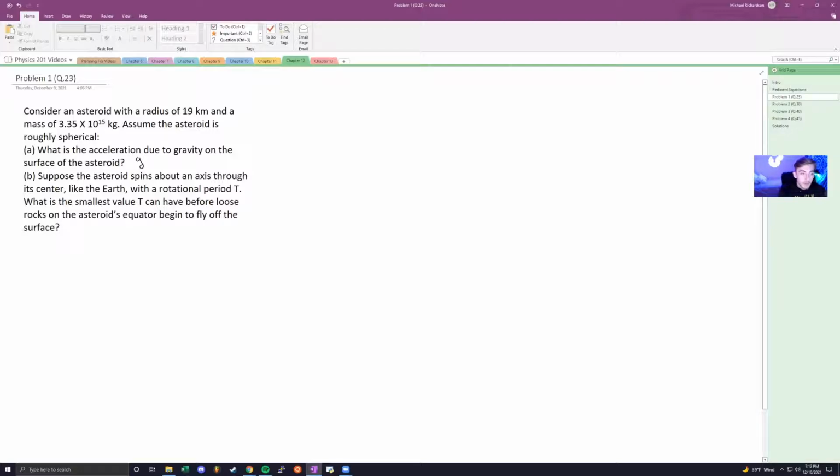And for part B, we want to suppose that the asteroid spins about an axis through its center, essentially a sphere rotating like Earth, with a rotational period of T. What is the smallest value the period can be before the asteroid starts to lose rocks on its equator and fly off?